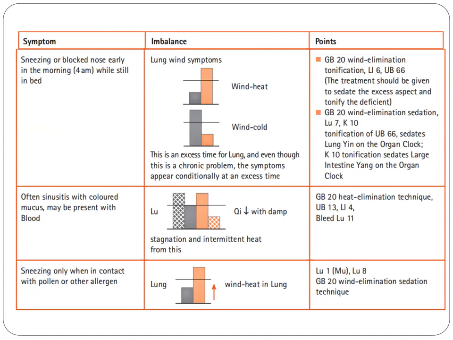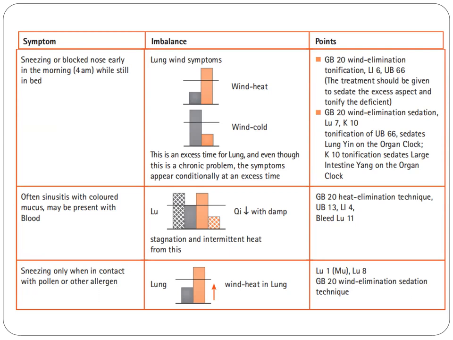Sneezing or blocked nose early in the morning at 4 a.m. while still in bed. So we have lung wind symptoms. So here you could see wind heat and wind cold. This is an excess time for the lung, and even though this is a chronic problem, the symptoms appear conditionally at an excess time. So the points: gallbladder 20, wind elimination, tonification, Li6, bladder 66.